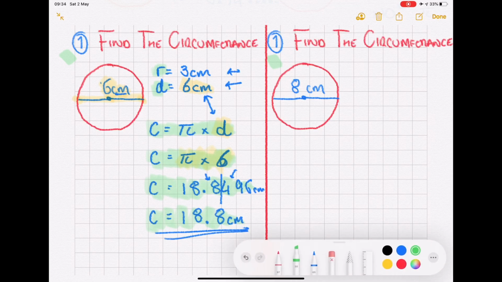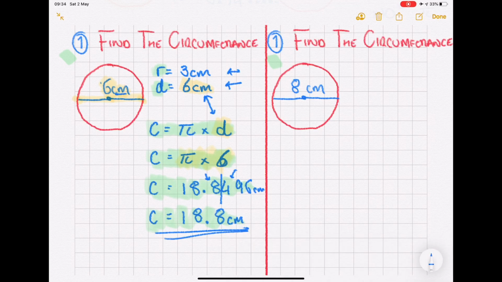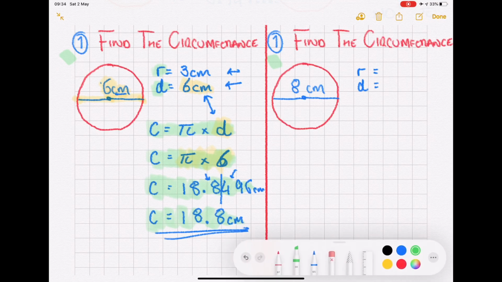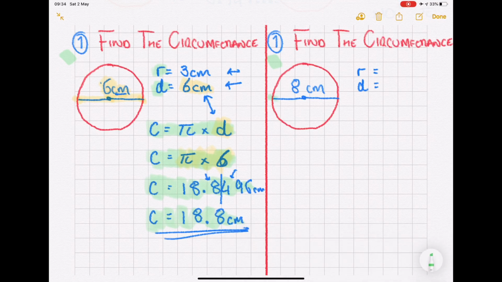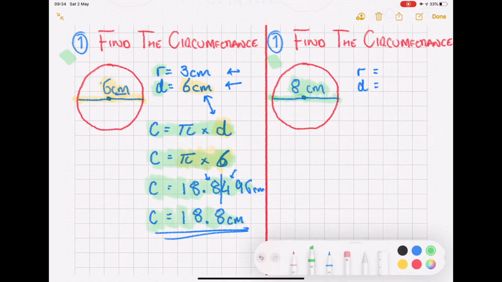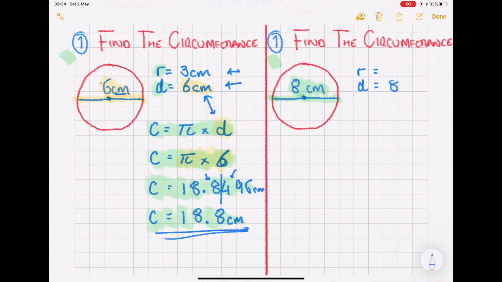Okay, fantastic, let's go through this. So, first things first, circle question. We always write down our radius and our diameter. So in this question, we've been given the length that goes from one edge through the centre all the way to the other edge. So we know that this is our diameter. So 8 centimetres is our diameter. We know that our radius is half our diameter. So we can put our radius as 4 centimetres.